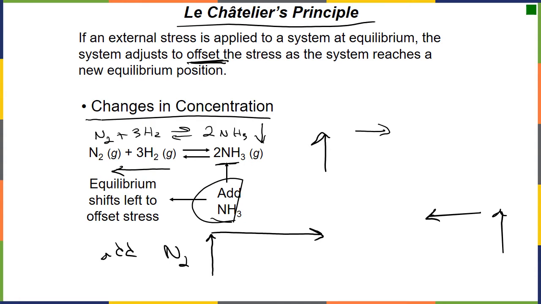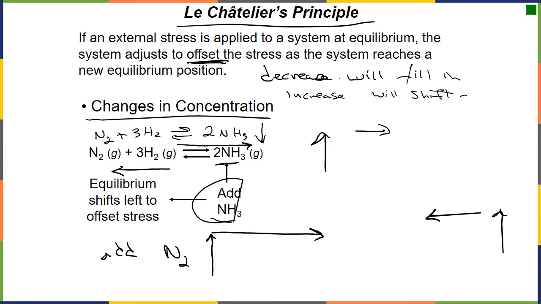the reaction has to shift to fill that back in again. So if I decrease, it's going to fill in. The reaction will shift and make more of it, so it will fill it back in again. And if I increase the concentration, it will make less. It will shift away. It has to shift away to offset the change. So again, the key is offsetting. Decrease makes more, increase shifts away from.